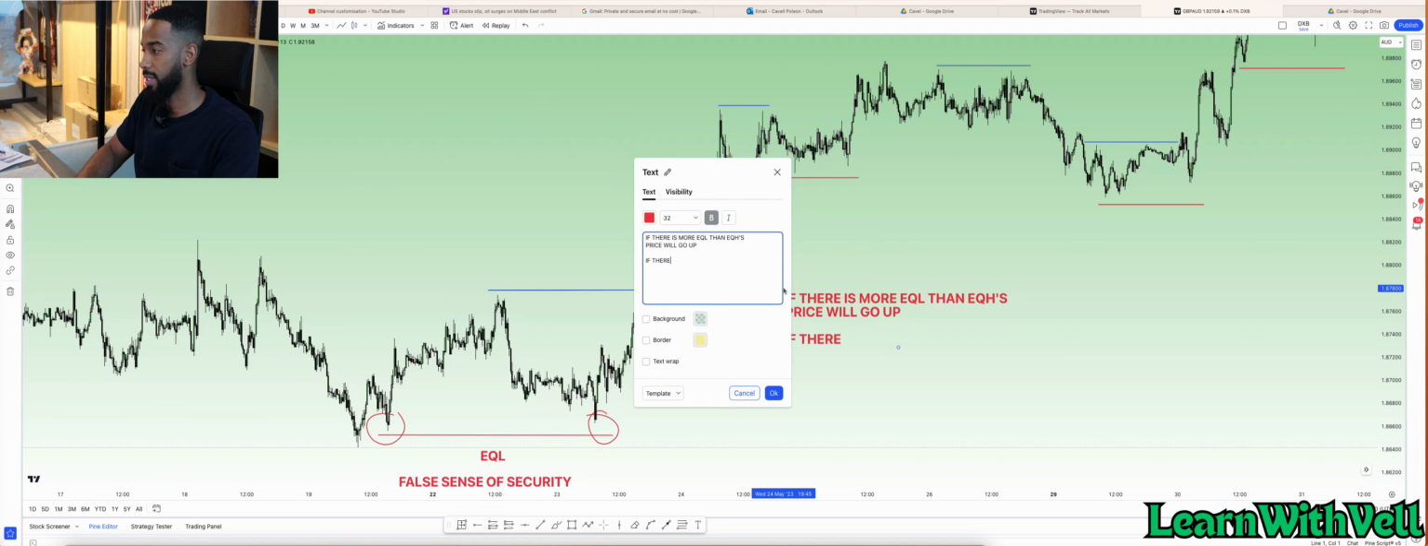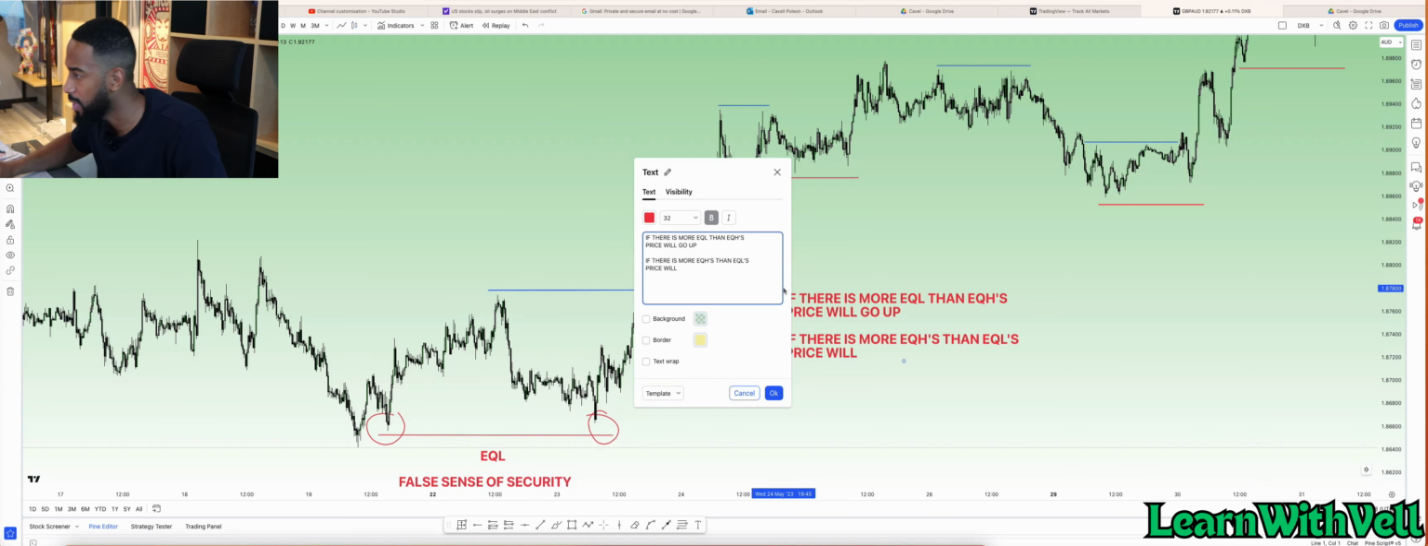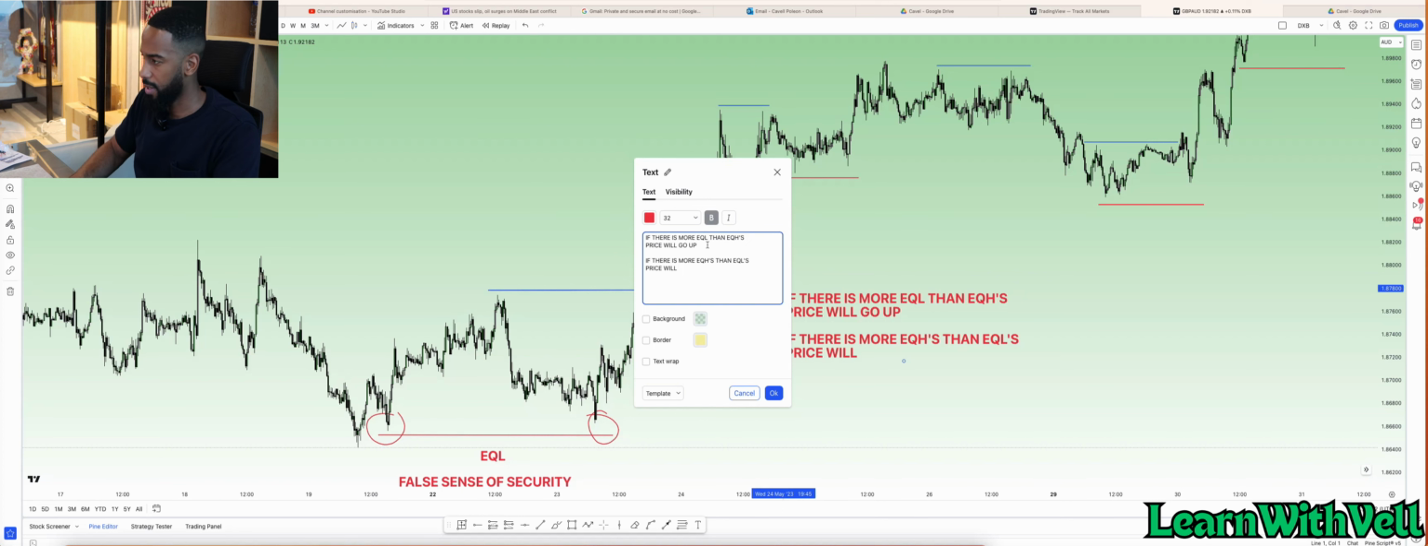If there are more equal highs than equal lows, price will go down. Okay, if there are more equal lows than equal highs, price will go up. Sorry guys. And then if there are more equal highs than equal lows, price will go down.